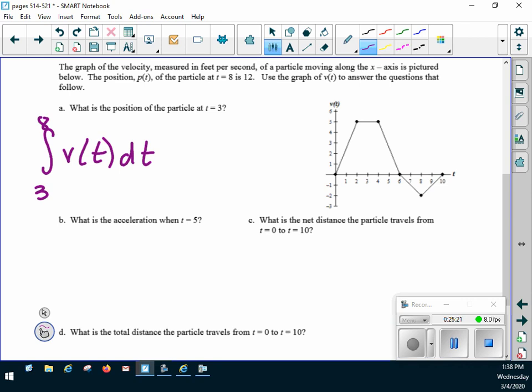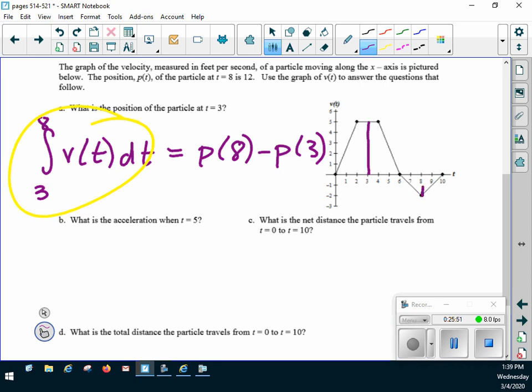Now, we know a few things about this. We know that this is going to be P of 8 minus P of 3. But look at what we also know. We know that if we integrate a function whose graph we know, then we're finding the area under that curve of that graph, 3 to 8. So you've got to find the area bounded here and here.